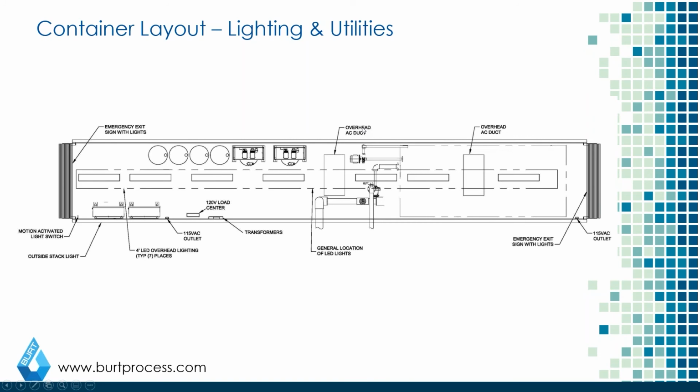This shows a little bit of what goes on in these systems. This is the lighting layout and the duct design. You have emergency exit sign lights. This is your lighting path. You have LED lighting here, which is acid resistant, going down the whole system. You have your overhead AC ducts in the system, your 120 volt, your different 115 outlets, and outside stack lights.